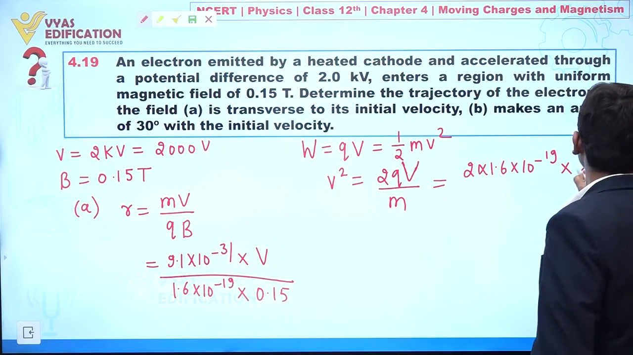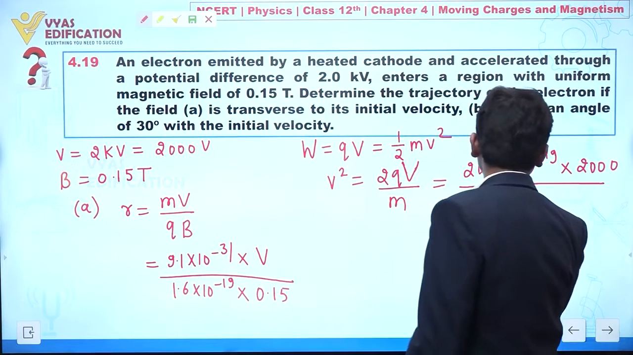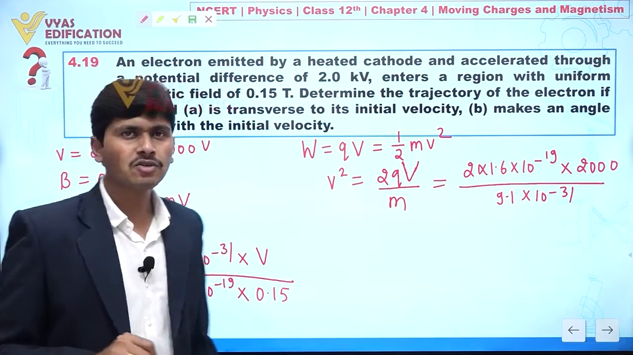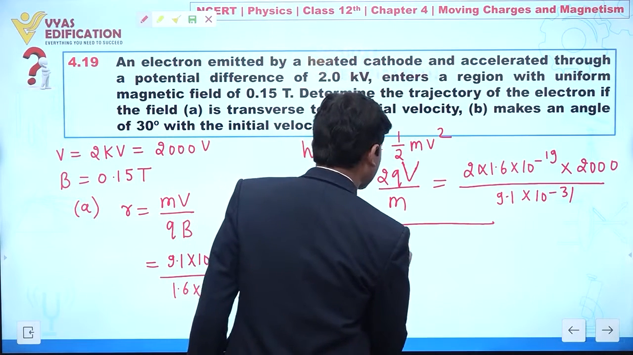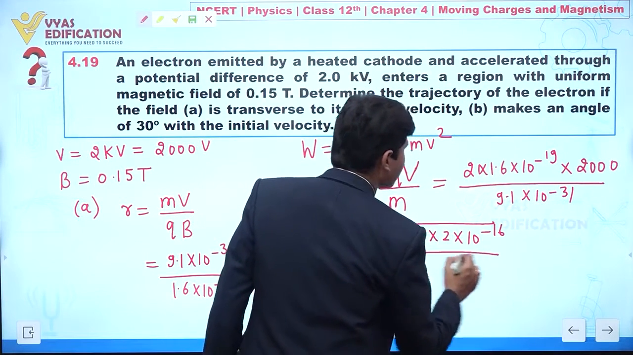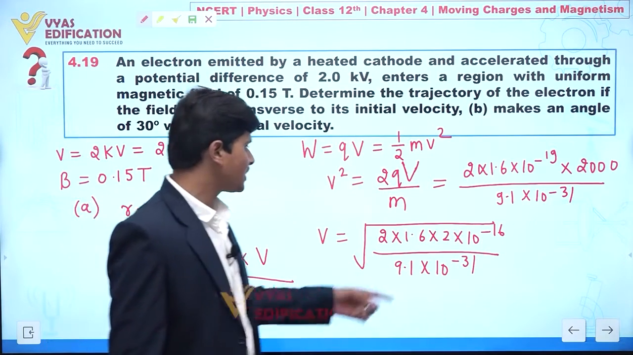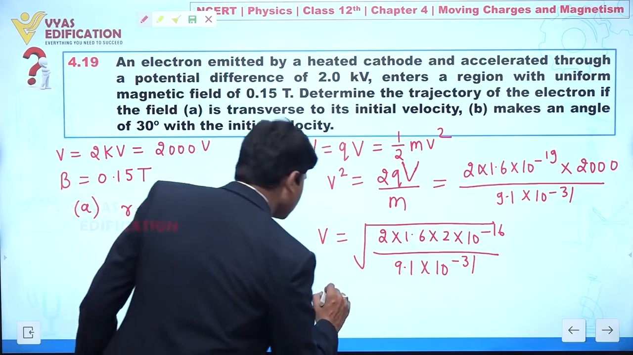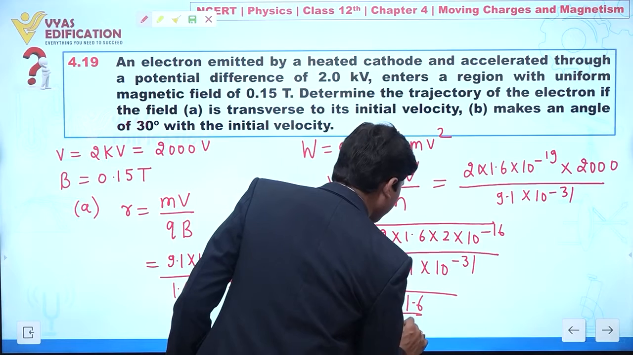This is given to you as 2000 volt. Clear everyone? And divided by the mass of an electron, 9.1 into 10 to the power minus 31. So from here we can calculate the velocity of an electron, which is given by the square root of 2 into 1.6 into 2 into 10 to the power minus 16 divided by 9.1 into 10 to the power minus 31. When 10 to the power minus 31 goes to the numerator, it becomes 10 to the power 15. So v is given by 2 into 1.6 divided by 9.1.